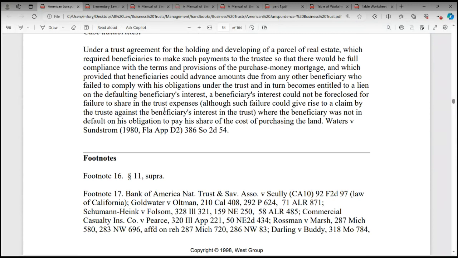The beneficiary's interest could not be foreclosed for failure to share in the trust expenses, although such failure gave rise to a claim by the trustee against the beneficiary's interest in the trust, where the beneficiary was not in default on his obligation to pay his share of the cost of purchasing the land.